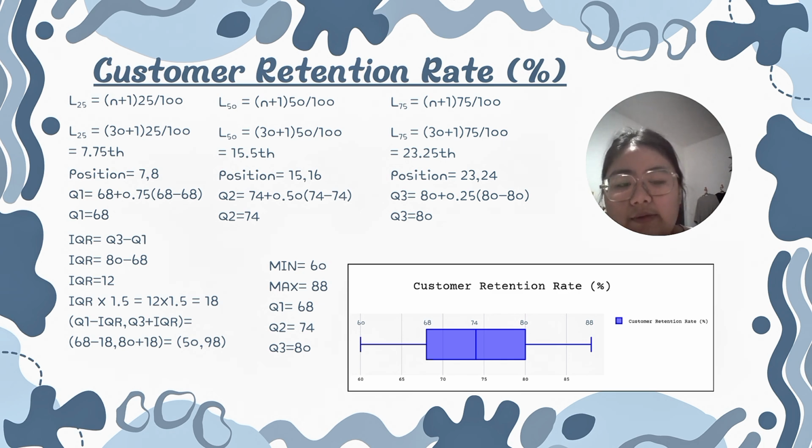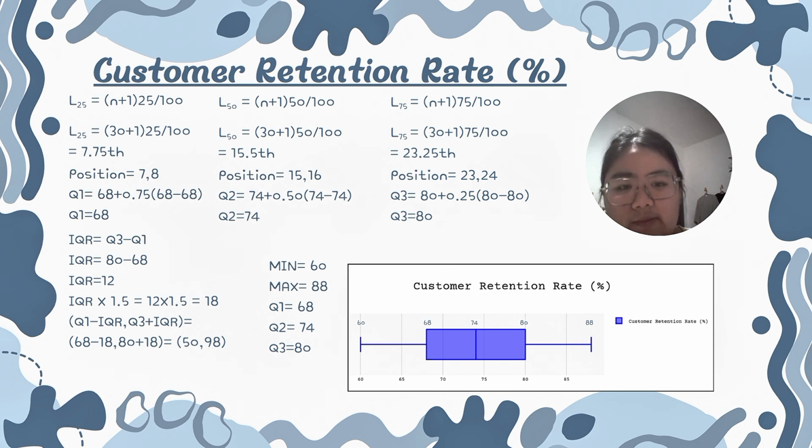The IQR, also known as the interquartile range, is the third quartile minus the first quartile. It's 80% minus 68%, which gives us 12%. This tells us how spread out the middle 50% of retention rates are. A smaller IQR means customers give similar scores. Meanwhile, a larger IQR shows more variation.